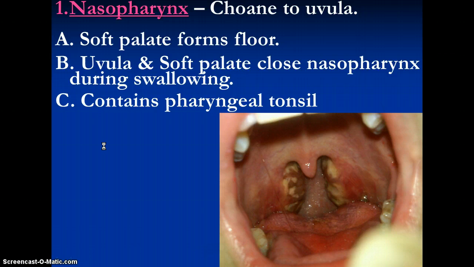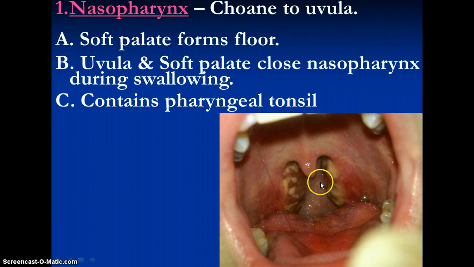The nasopharynx is from the choana, or the back opening of the nasal passages, down to the uvula. And there is the uvula. Soft palate is posterior to the hard palate, and it forms the floor of your nasopharynx. Your soft palate also helps close off and allows the liquids to go down the esophagus instead of backing up into your nasal passage. You might have had this happen when you're laughing sometimes while drinking and liquids sneak back up into your nasopharynx.